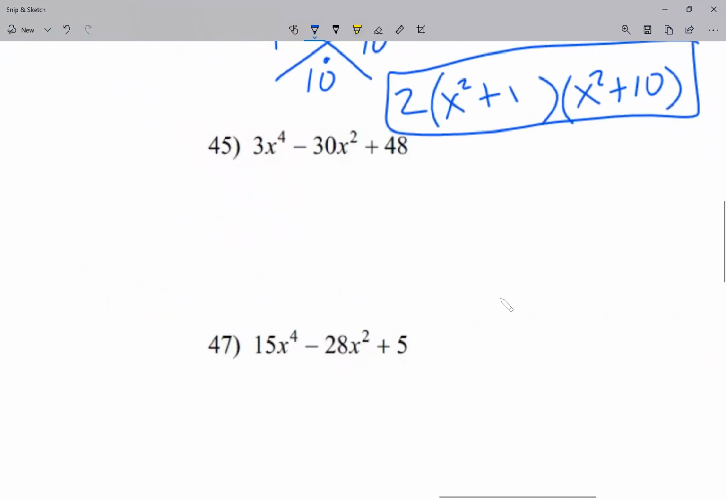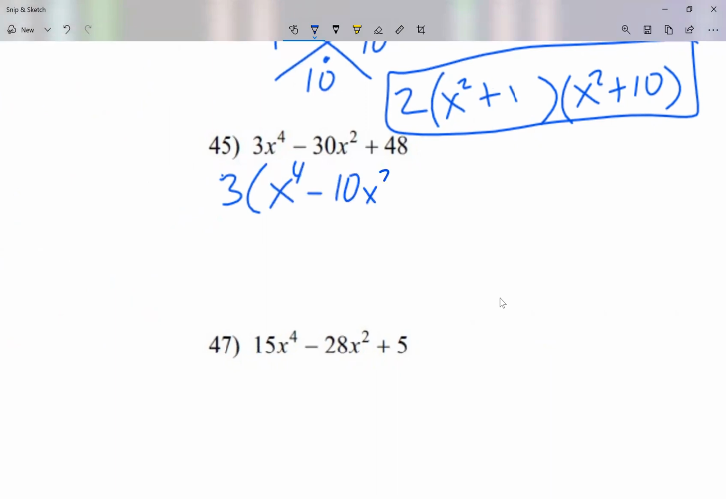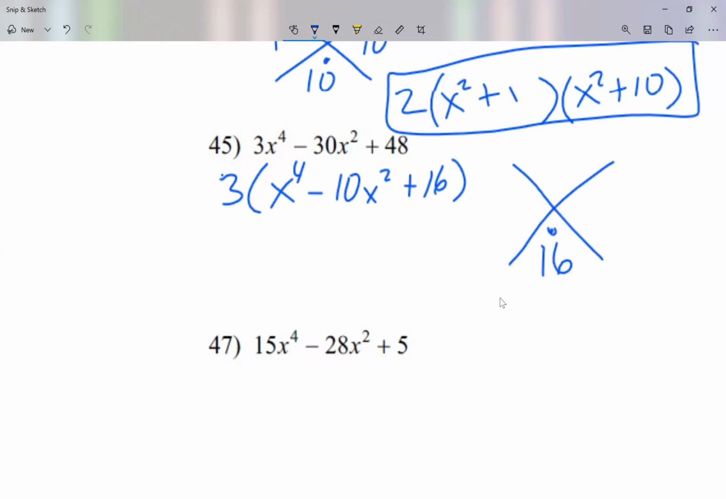Now here, let me divide everything by 3 to begin with. So I have x to the 4th minus 10x squared plus 16. Right, I divided everything by 3. So let me do my x thing here at the side. I'm looking for two numbers that multiplied equals 16, but when I add my numbers is equal to negative 10.